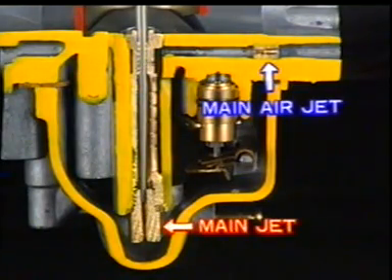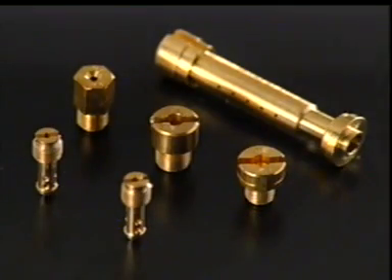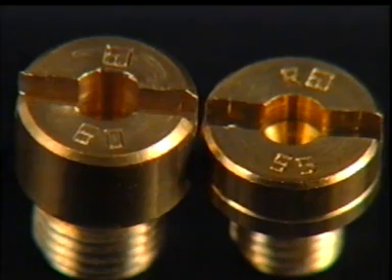The main jet measures the amount of fuel flowing to the engine at medium and high speeds. The main air jet measures the amount of air mixed with the fuel drawn into the carburetor. Each jet is stamped with a number indicating the size of the hole in it. A larger number indicates a larger hole diameter.